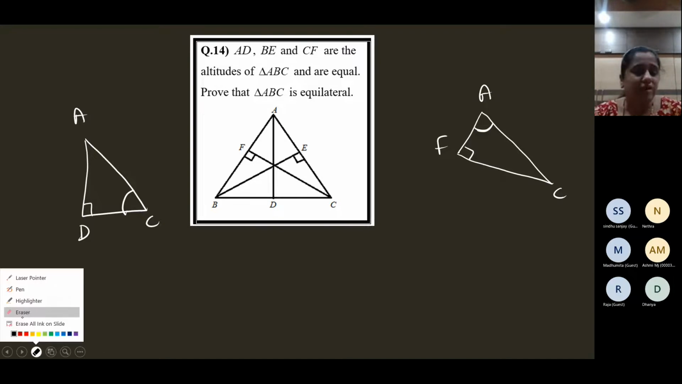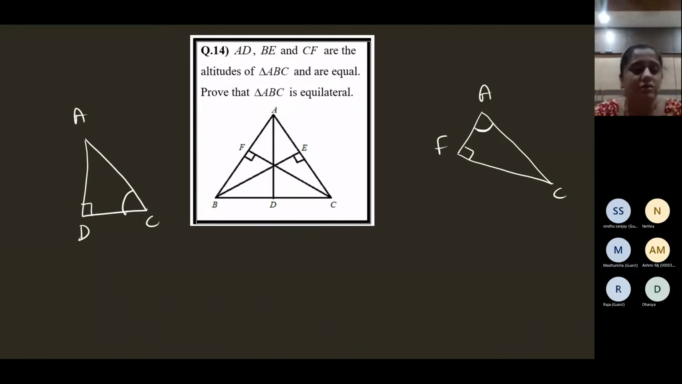Now, this is what you'll have to prove are equal by CPCT. So we have 90 in both the triangles. The altitude AD is equal to the altitude CF. And AC is equal to AC, common side. So right angle in both the triangles, hypotenuse which is a common side, AC is a common side, and then RHS, some other side, altitude AD is equal to the altitude CF. So by RHS, the triangles are congruent, CPCT.